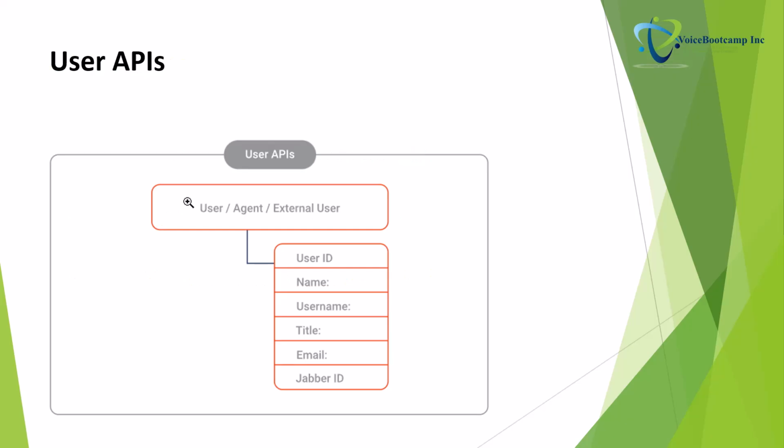In the user API, a user ID identifies every user in the Genesys Cloud database. A user's details contain data in a nested structure with fields such as first name, last name, username, title, email, Jabber ID, etc. Now, the user API helps you extract that information about a particular user using their ID.